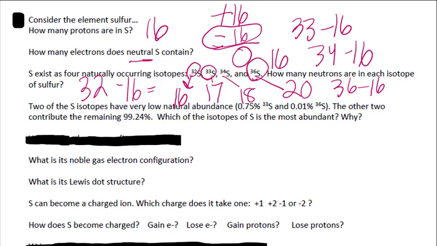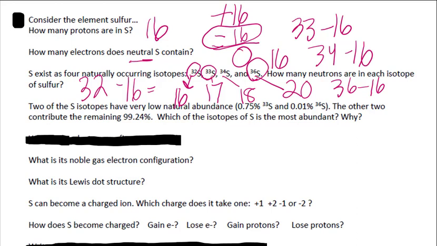2 of sulfur's isotopes have very low abundance, 0.75% and 0.01%. The other 2 contribute the remaining 99.24%. Which of the isotopes of sulfur is the most abundant? Why?